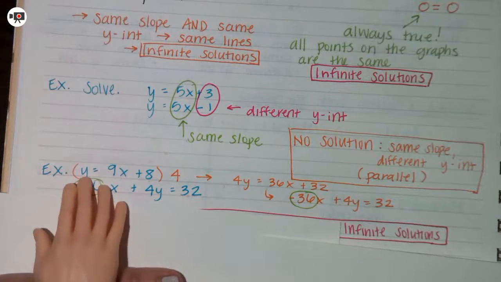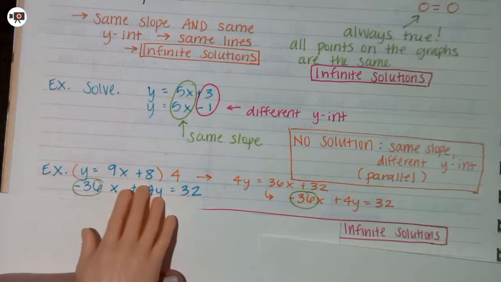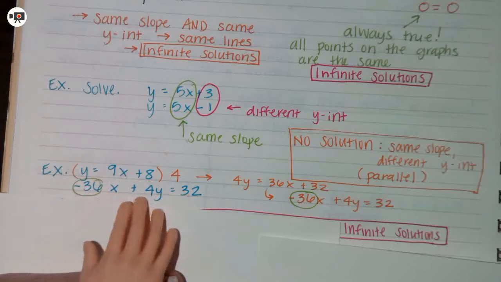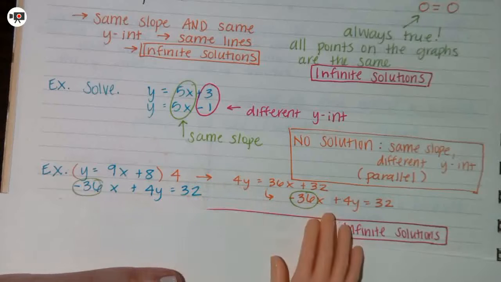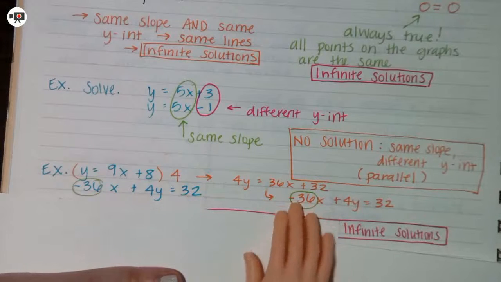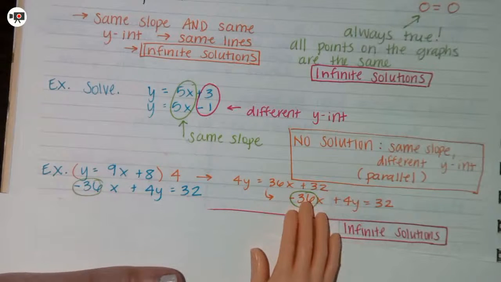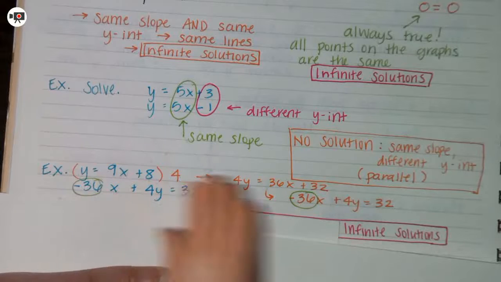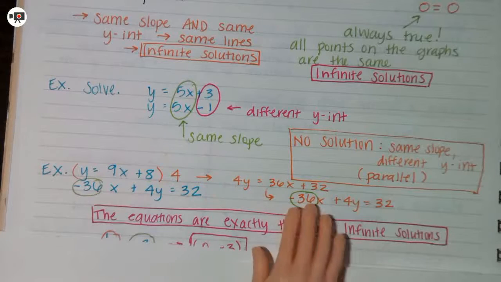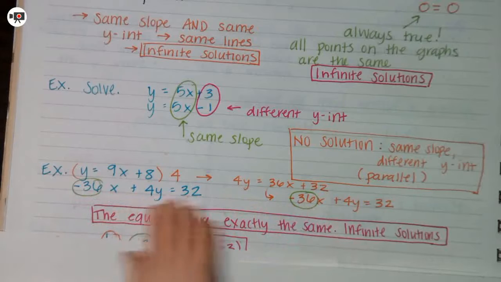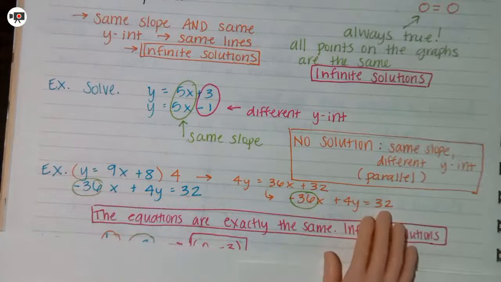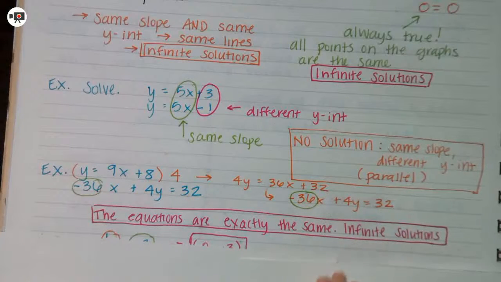In this example, y equals 9x plus 8 and negative 36x plus 4y equals 32. I'm going to rewrite this so that they have matching coefficients. Multiplying the top equation by 4, I can see that they are exactly the same. I have negative 36x plus 4y equals 32. They are exactly the same, infinite solutions.